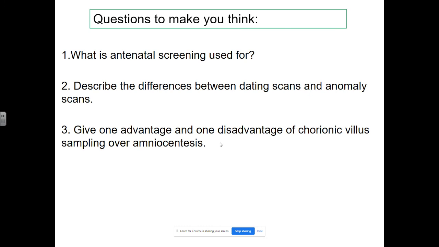So, just a little quiz. What is antenatal screening looking for? What is it used for? Describe the differences between dating and anomaly scans. Give an advantage and a disadvantage of CVS over amniocentesis.